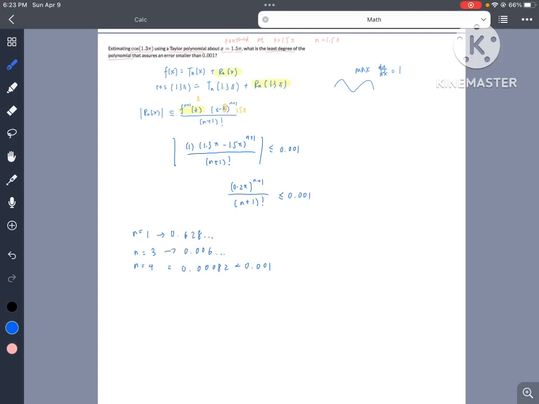We see that when the degree gets larger, the error becomes smaller, which makes intuitive sense, because if you have more terms to calibrate the Taylor polynomial, it will fit the curve better. So our answer is the fourth degree, because when n is equal to 4, the error is less than 0.001. In conclusion, it must be at least of degree 4.